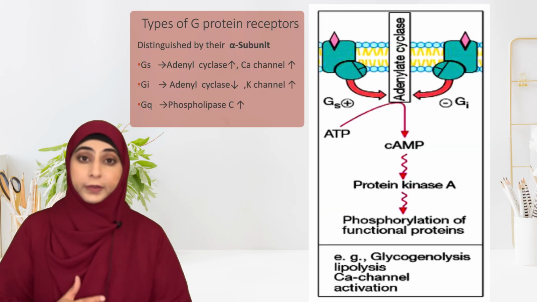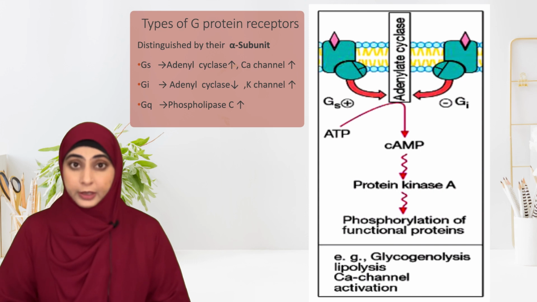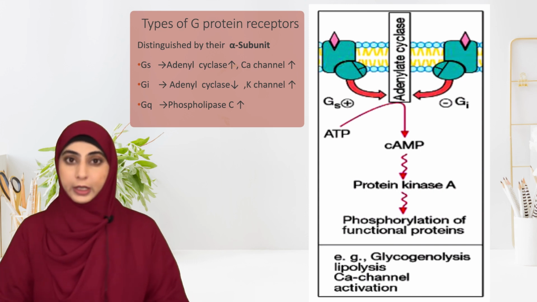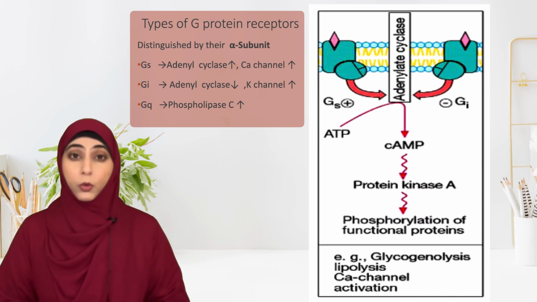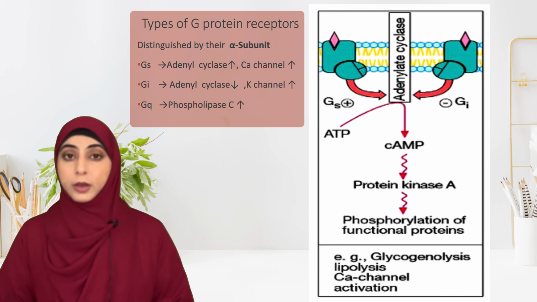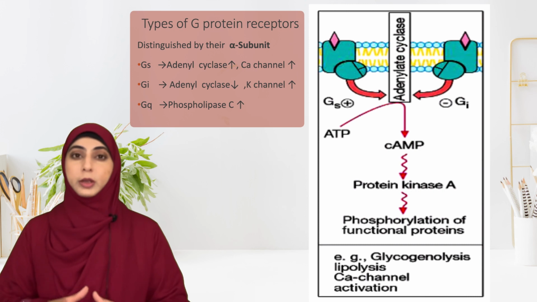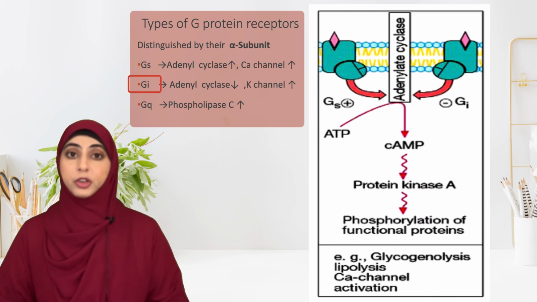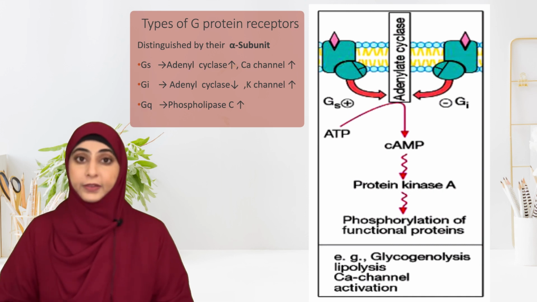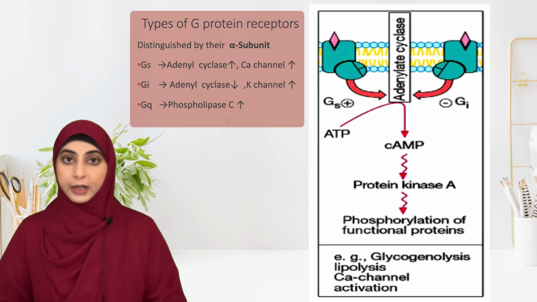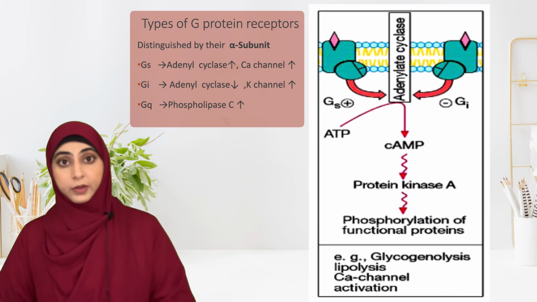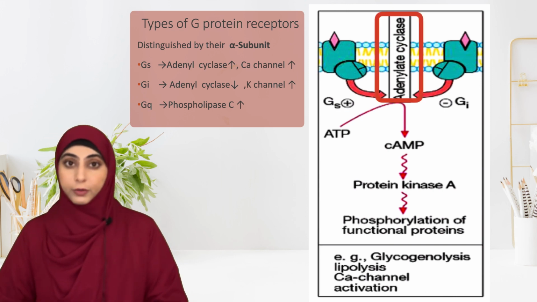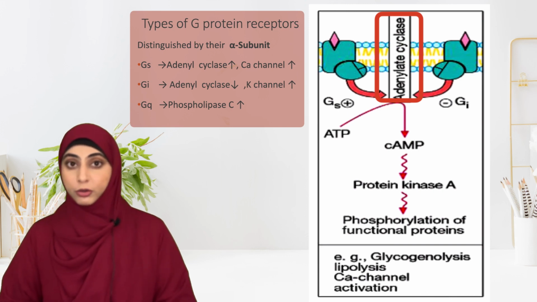Now, what are those second messengers which are activated by the G protein? It depends upon the type of G protein. Majorly, we have 3 types. Actually, there are about 13 to 14 types of G proteins that have been discovered so far. But at undergraduate level, we focus on 3 main types of G proteins, which are GS, GI, and GQ. GS is a stimulatory G protein. Activation of a receptor coupled to GS protein will cause activation of adenyl cyclase and formation of cyclic AMP.